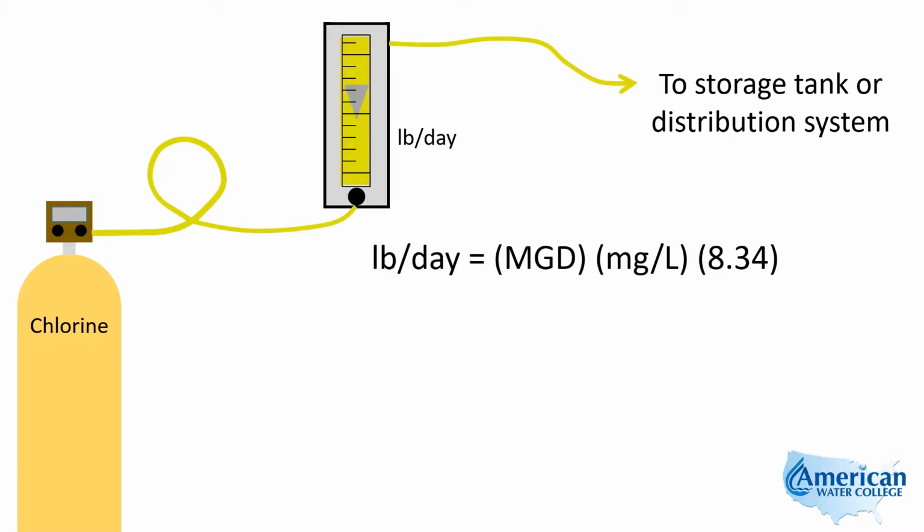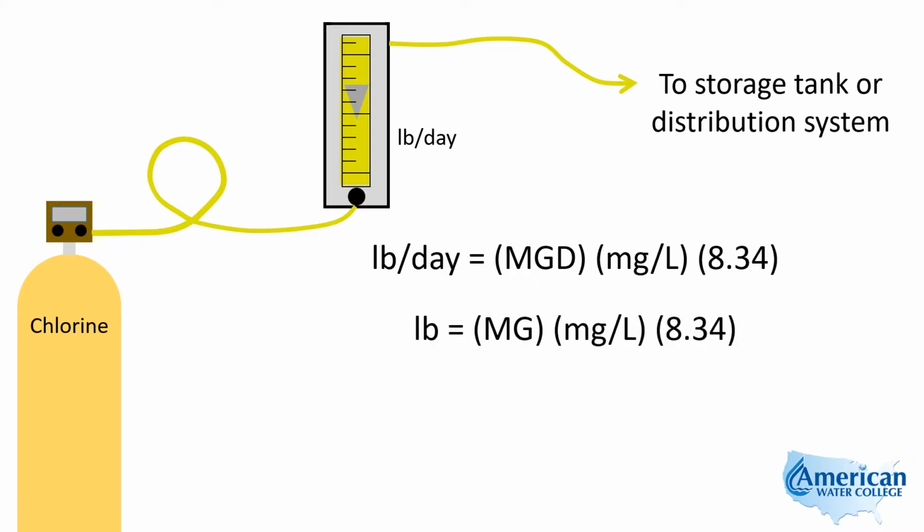Well, the pounds per day formula that's commonly used to calculate how many pounds per day are added is pounds per day equals mgd times your dose in milligrams per liter times 8.34 pounds per gallon. So this is what I refer to as our basic pounds per day formula. Well, this formula can be rearranged in a couple other ways.